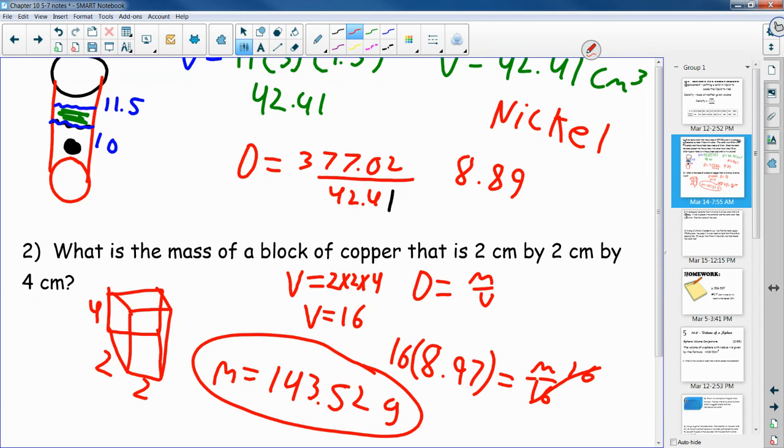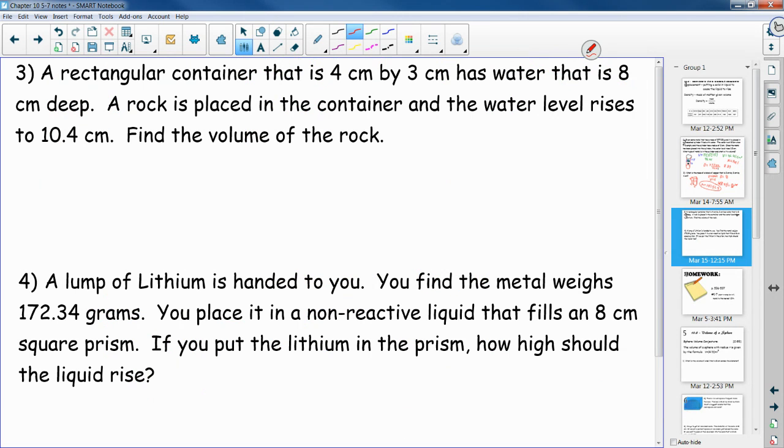Next problem, staying with this kind of idea, we're going to have a rectangular container that is 4 centimeters by 3 centimeters and has water that is 8 centimeters deep. We're going to place a rock inside of this rectangular container, and the water level is going to rise to 10.4 centimeters. Find the volume of the rock. Well, we've got a container here, and we placed some rock in there.